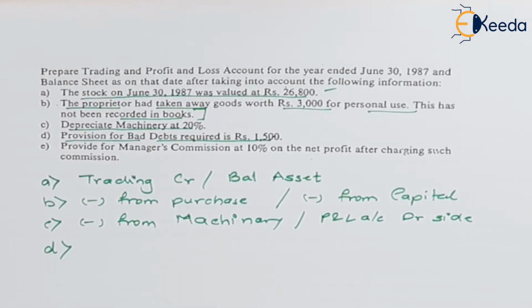So I hope this is very clear. First adjustment, you have to subtract it from the provision, which has been already mentioned in the trial balance. Second is subtraction from the debtors account.